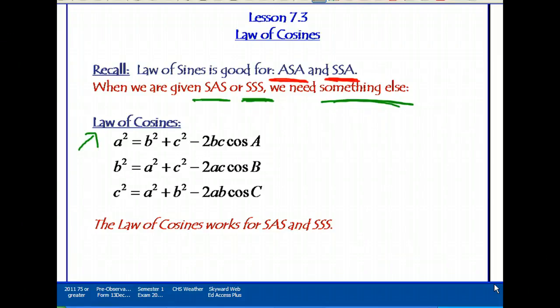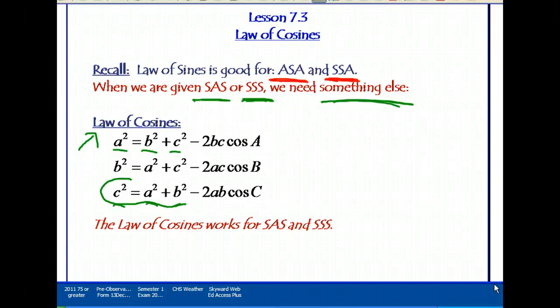And that something else is right here, law of cosines. This one I'm not going to derive, but I'll just tell you what it is. And there's kind of three versions of it. They're all analogous. So once you get one version, the other two are just like it. But the law of cosines goes like this. It's got a squared equals b squared plus c squared. Or down here, look, c squared equals a squared plus b squared.